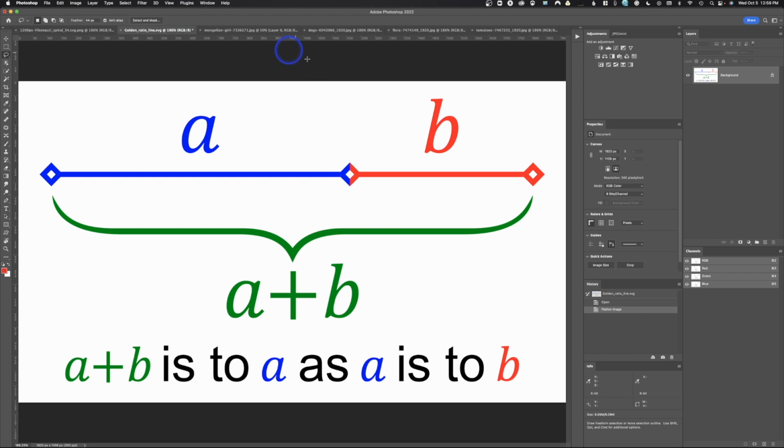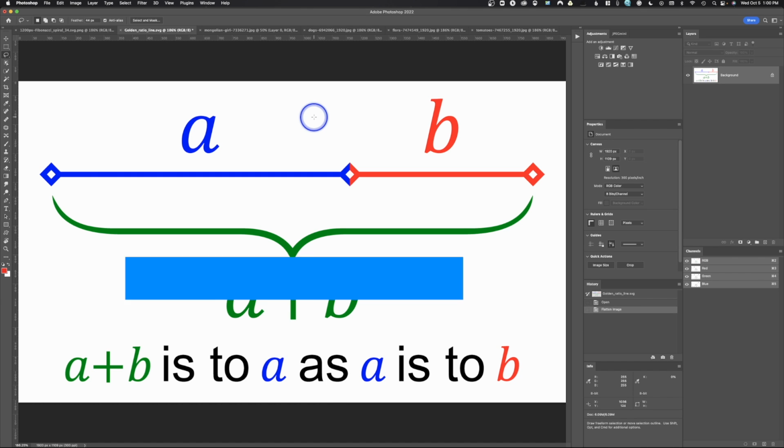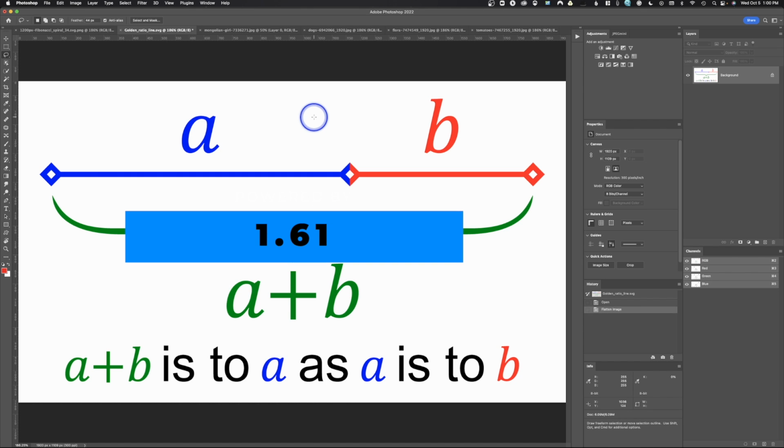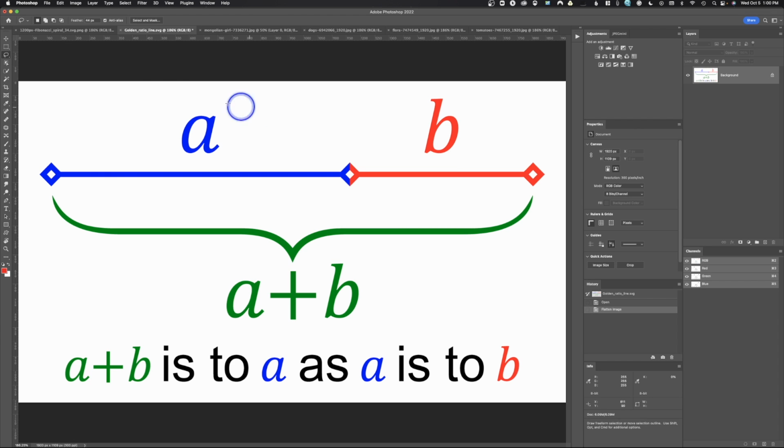So years ago, mathematicians were trying to find out what is beauty. And they came up with this formula: A plus B is to A as A is to B. And I think if you told that formula to 95% of the people in the world, they would have no idea how to use that as a compositional element in photography. But what we need to know here is when they did the math for this equation, it comes out to 1.61. So remember the 1.61.